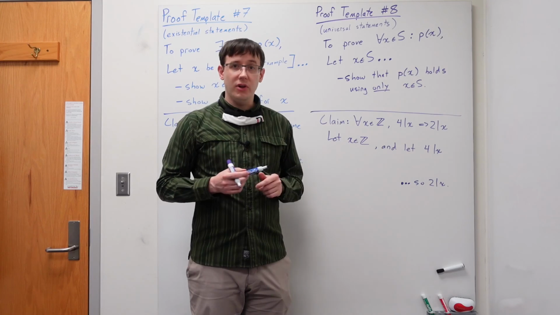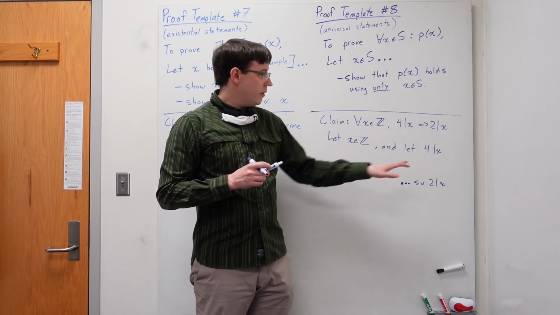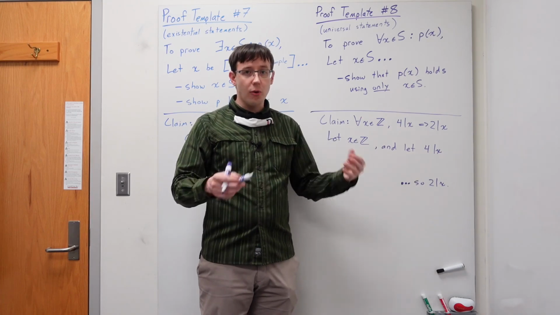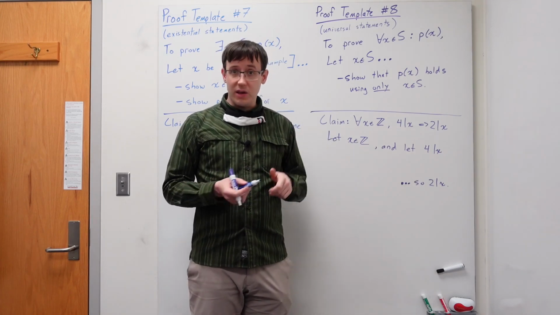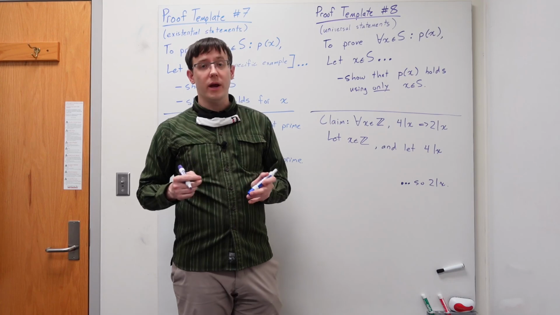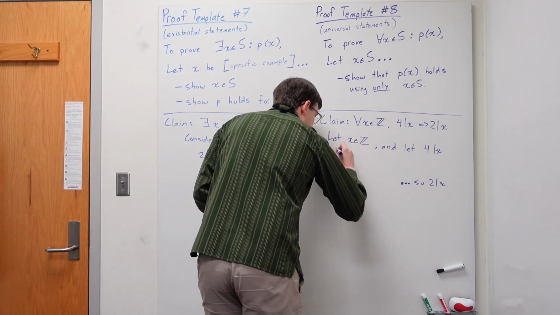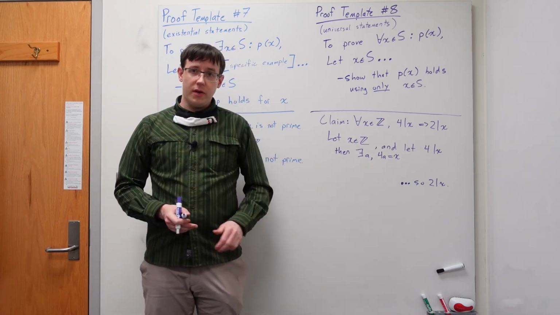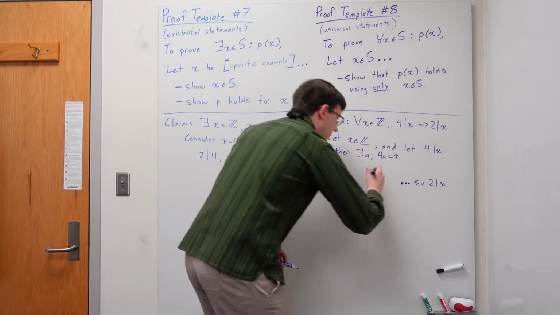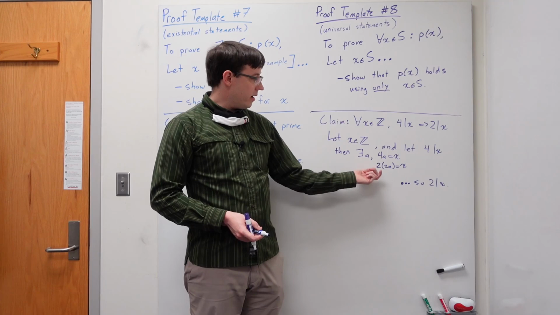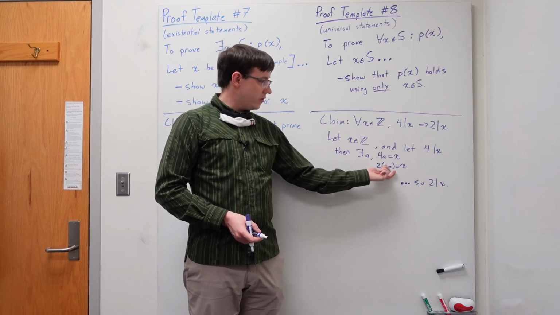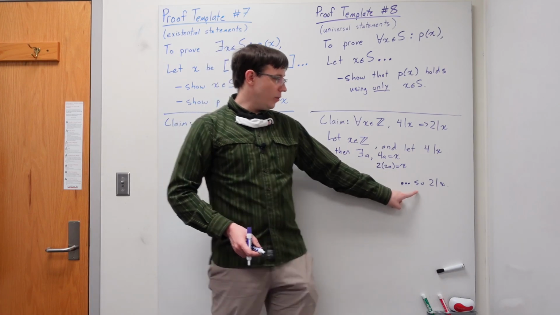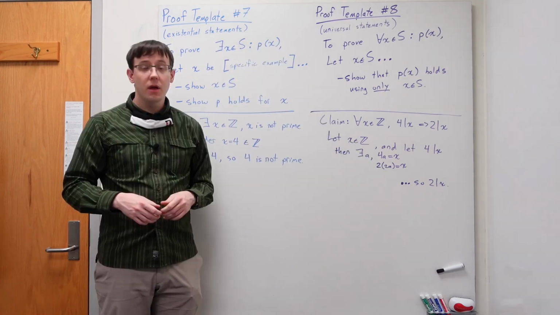And now we unravel definitions. If 4 divides x, that means there's some integer a such that 4a equals x, and we can write that using our handy new existential quantifier. And now, with some algebraic manipulations, we have that there is some integer which, when multiplied by 2, gives us x, so we have that 2 divides x.